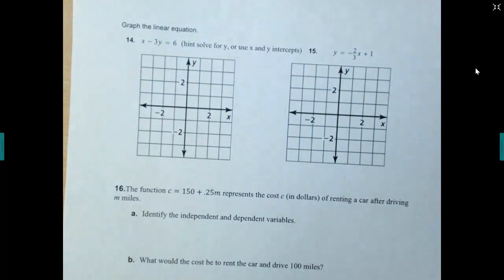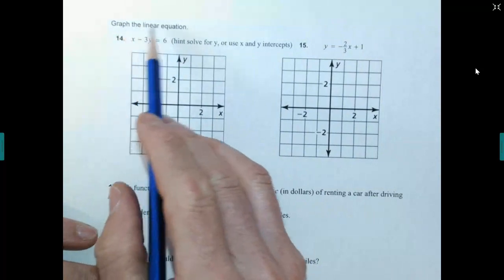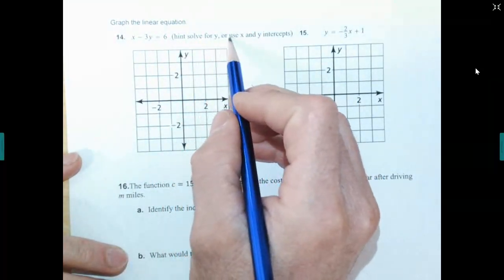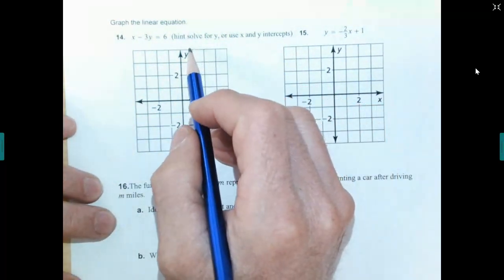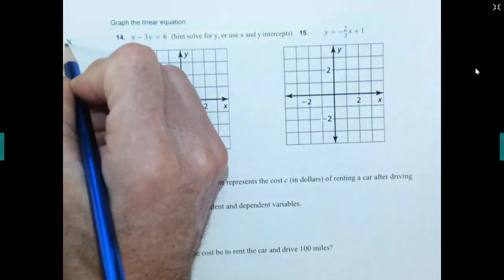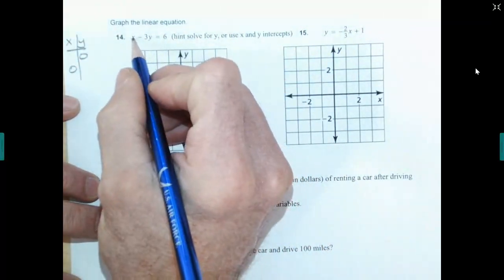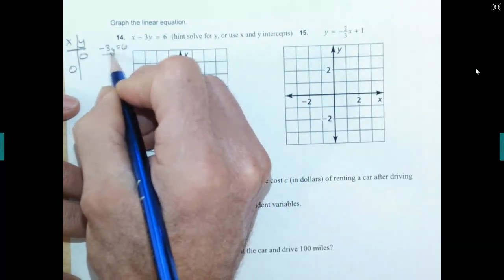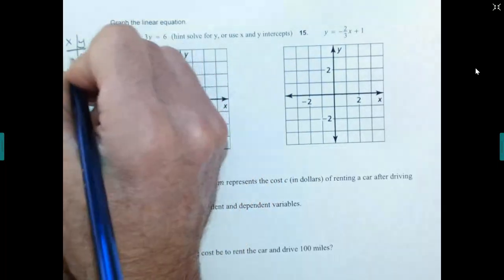Number 14. X minus 3y equals 6. So we need to graph the linear equation. Hint, solve for y or use x and y intercepts. Depending on which way you did, I'll do the x and y intercepts first. So if I have my x equals 0, I have negative 3y equals 6, divided by negative 3, and I have y equals negative 2.